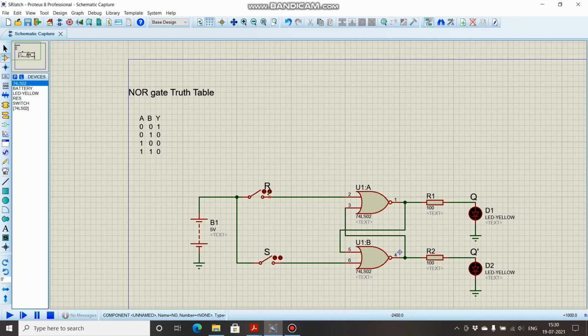Now for the case when R is 0 and S is 0. Remember, in the previous state this input was 1. Now when S is 0 and this is 1, the output is going to be 0. As it is connected to this, the output will be 1. So when R and S both are 0, you saw that the result was the same as the previous one. It means that it has stored the data. When R was 0 and S was 1, we had Q equal to 1, Q bar equal to 0. And when R was 0 and S is 0, the output was the same. It didn't change, which means that it has stored that data.